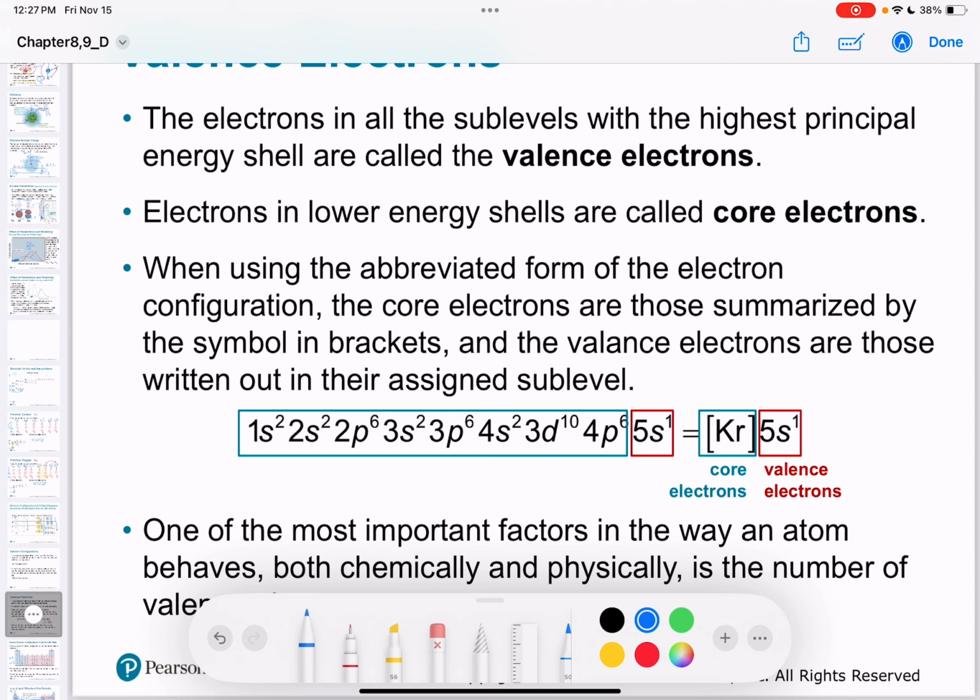The valence electrons are the outermost principal energy level, the highest energy ones. So that's in red down here. The core electrons are the ones that are in the lower energy levels. Those are in the blue. So make sure you're clear on that. Don't worry yet about this abbreviation. We'll talk about that in a second.